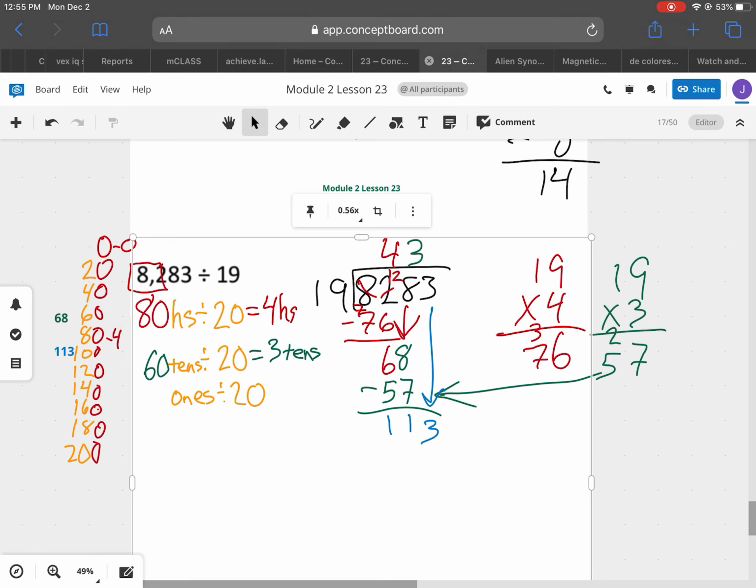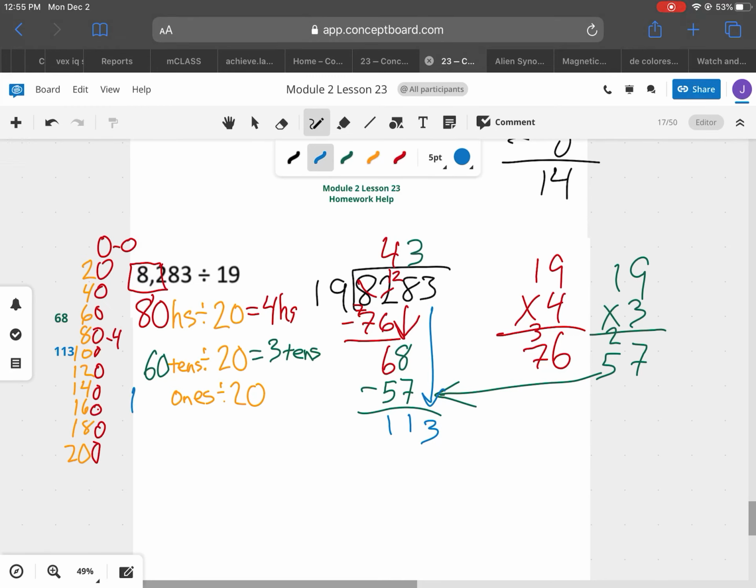So it's going to be 100 ones divided by 20, and that's my 5th one. So I'm going to do 5 ones. So I'm going to do 19 times 5. 9 times 5 is 45. 5 times 1 is 5, plus 4 is 9, so 95. So 95 is close. Hopefully close enough.